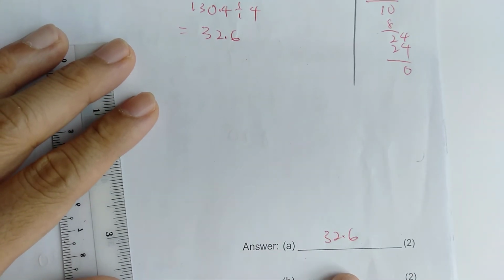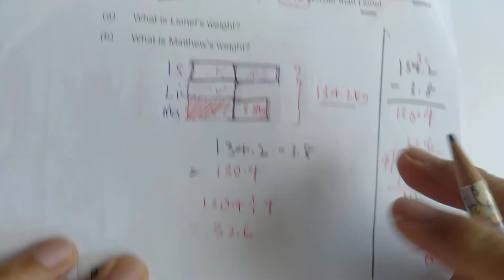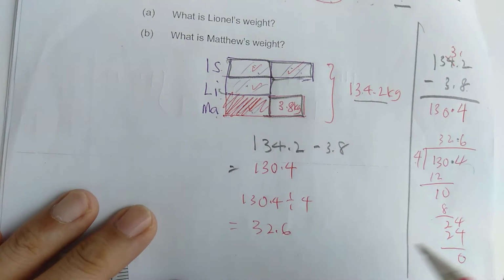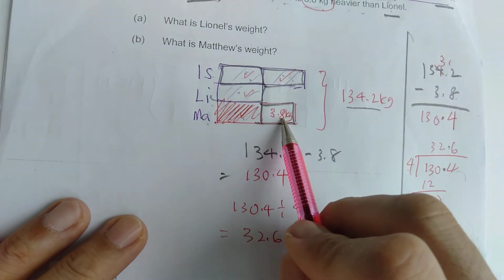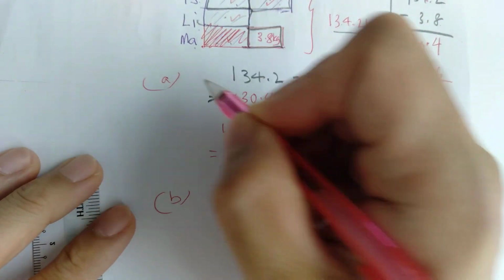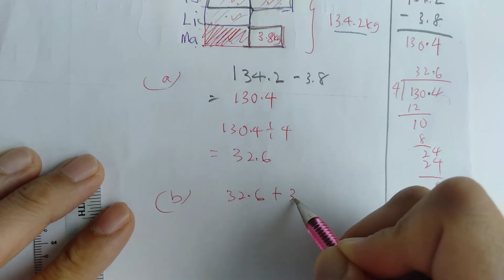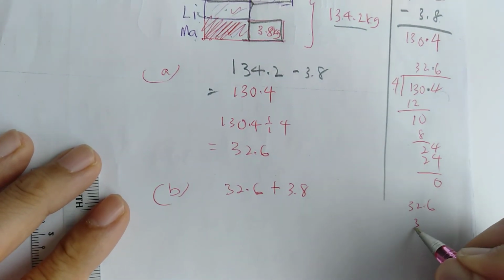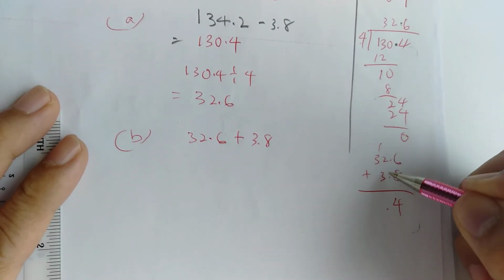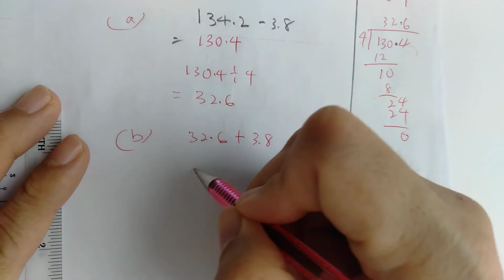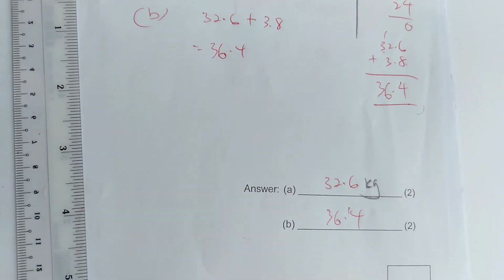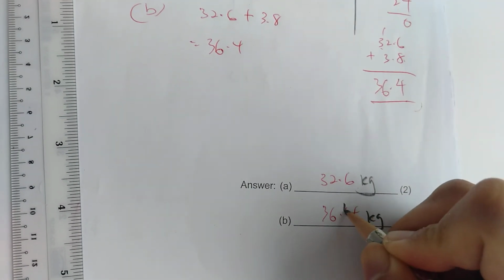You write this, you will lose marks because there's no units. The mass here is in kilograms, so write kilograms. Next one, what is Matthew's weight? Very simply, Matthew is this plus 3.8. And this we found is 32.6. So for part B, 32.6 plus 3.8. I add them together. 6 plus 8, 14. Carry 1, 1 plus 2 plus 3, 6. 3 plus nothing is 3. So Matthew is 36.4 kilograms. You cannot just write this, you will lose marks. Must remember your units. Okay?